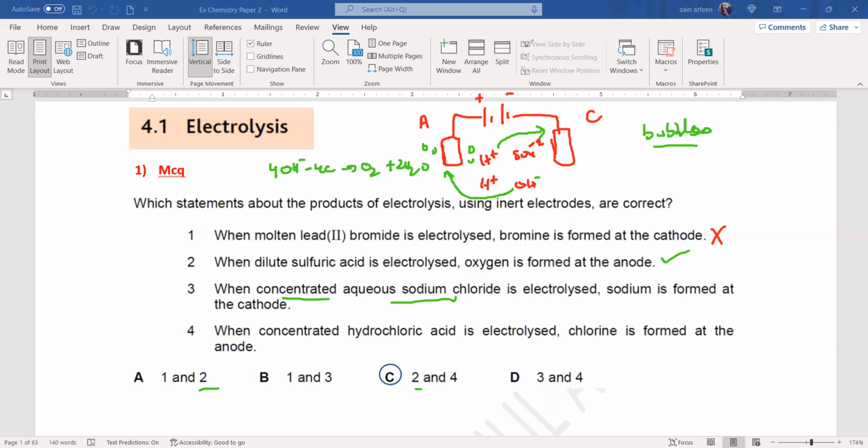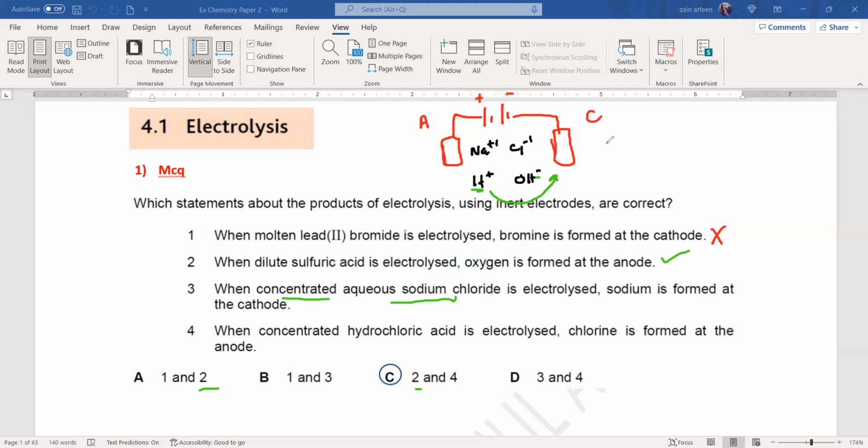When we check the third one, concentrated aqueous sodium chloride, if we do electrolysis of concentrated sodium chloride, it contains Na+, Cl-, and from water H+ and OH-. Now for positive ions, we check the reactivity. Always the less reactive will move. Hydrogen is less reactive, so it will move towards the cathode.